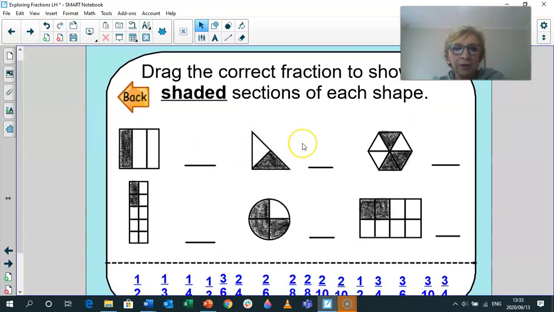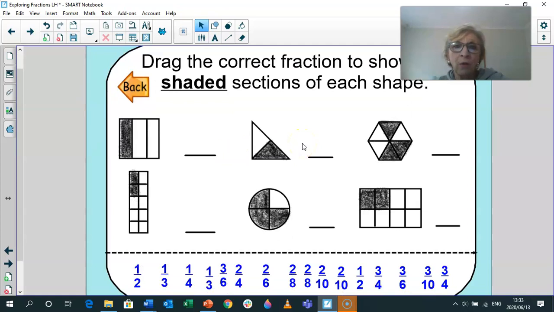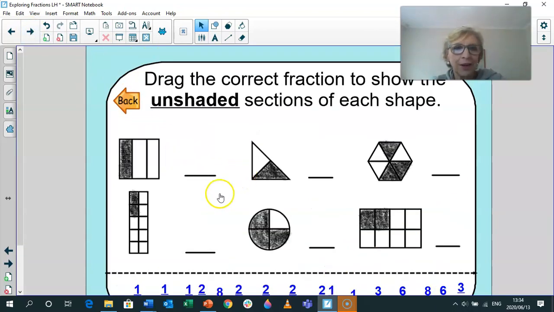Right, so now we're going to have a look and see which of these are being shown. 1/3, I'm going to do this quite quickly. 1/2, 3/6, 2/10. This is a revision of the previous one. 3/4 and 2/8. Perfect.